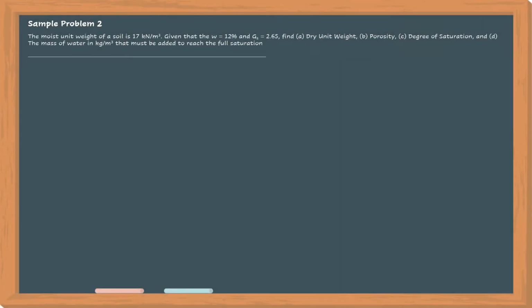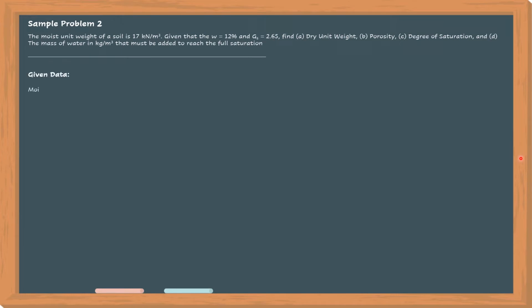Okay, sample problem number 2. The moist unit weight of a soil is 17 kilonewton per cubic meter. Given that the water content is equal to 12% and the specific gravity of solid is equal to 2.65, find the following. And letter D, the mass of water in kilogram per cubic meter that must be added to reach the full saturation. So again, to approach this problem, the first thing is to state the given information or data.